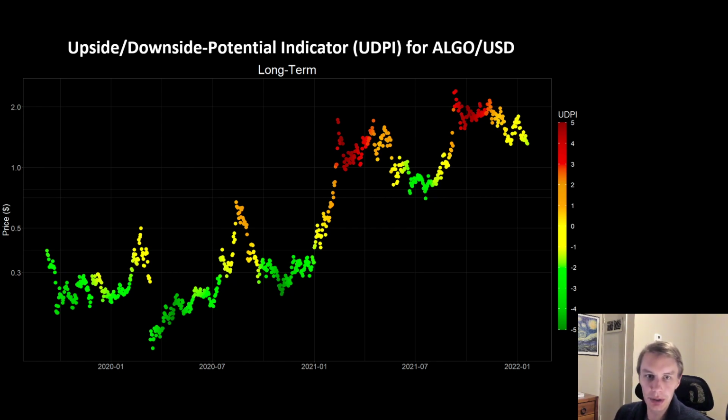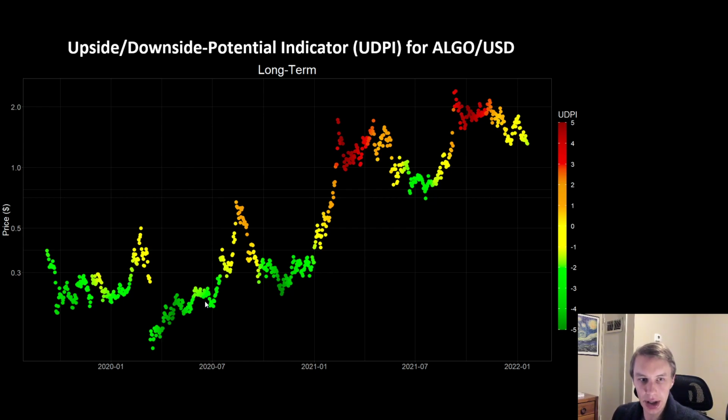So what I'm showing you here is the price history of Algorand over time, color-coded to the output of our risk model, the upside-downside potential indicator. Each dot is a day, and that's what it's color-coded to. So 5 is high risk, and then -5 is low risk.